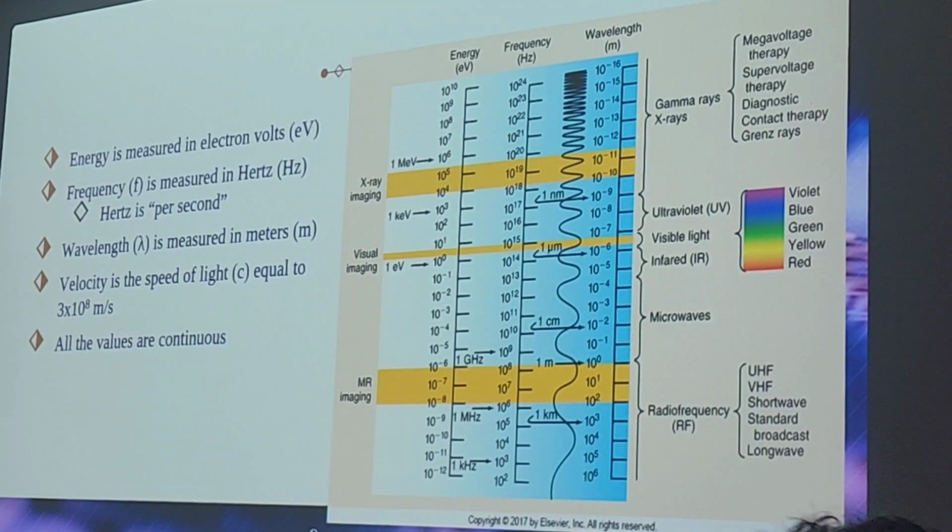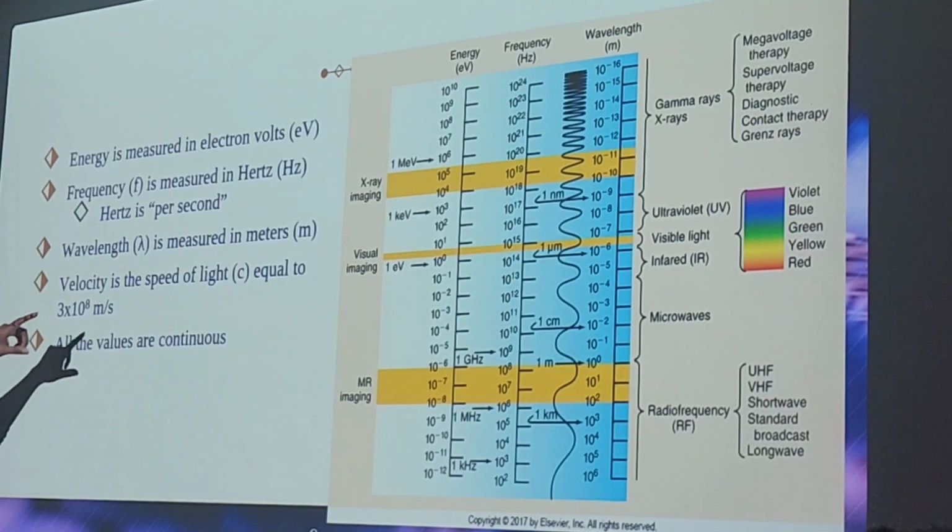So energy is measured in electron volts, eV. Frequency, f, is measured in hertz. When you're talking about frequency, that means per second, or how frequent it is. So if I say this radiation has a frequency of 10 hertz, that means 10 wavelengths per second.